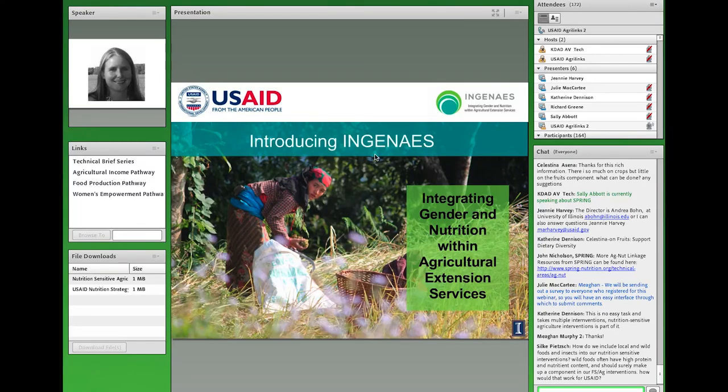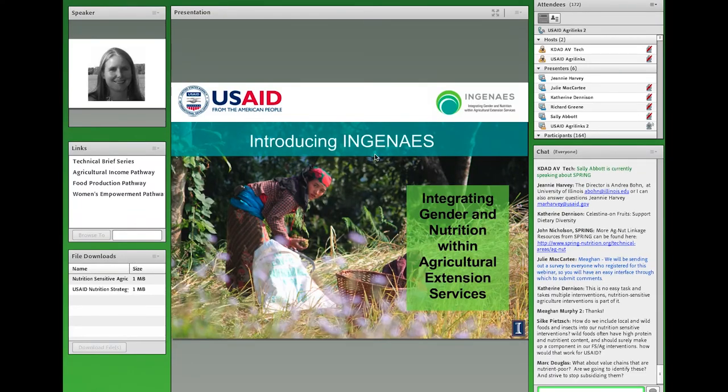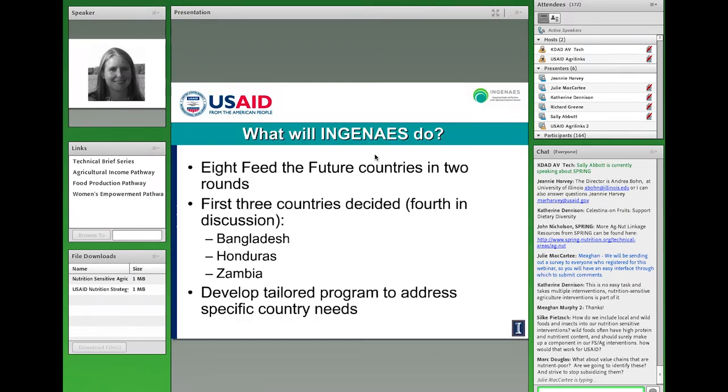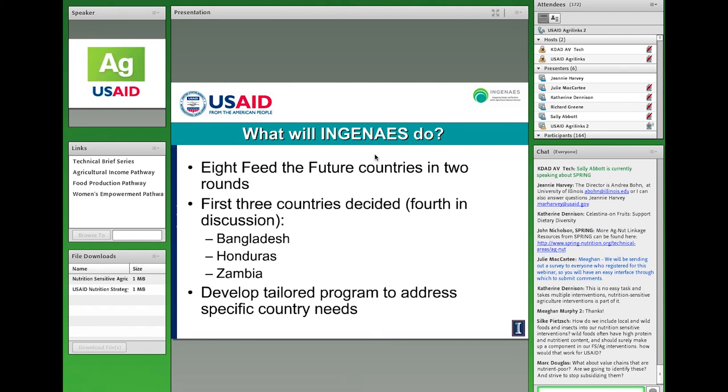So we launched last week our new Associate Award to the Modernizing Agriculture Extension Services, or MAS, Award with our new Ingenious Award, which stands for Integrating Gender and Nutrition within Agriculture Extension Services. The purpose of this award is to help us explore ways to integrate gender and nutrition into agriculture extension services.